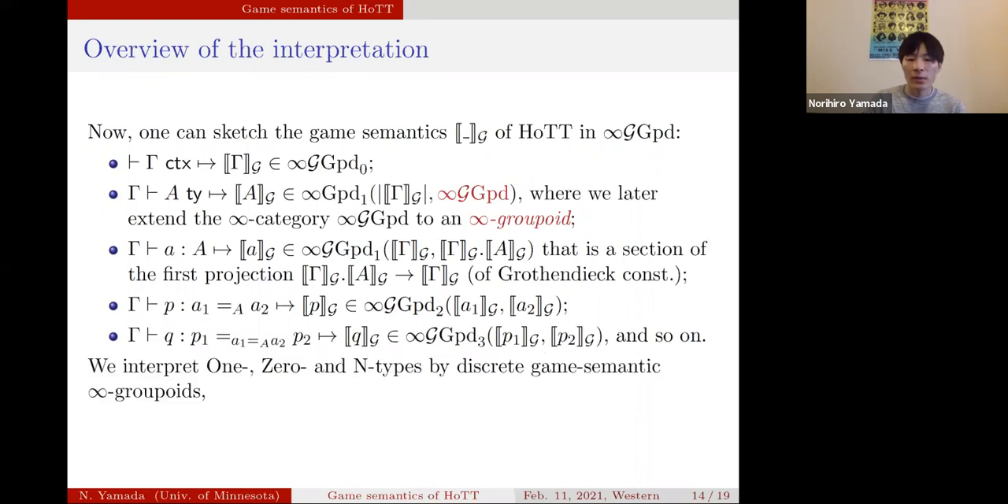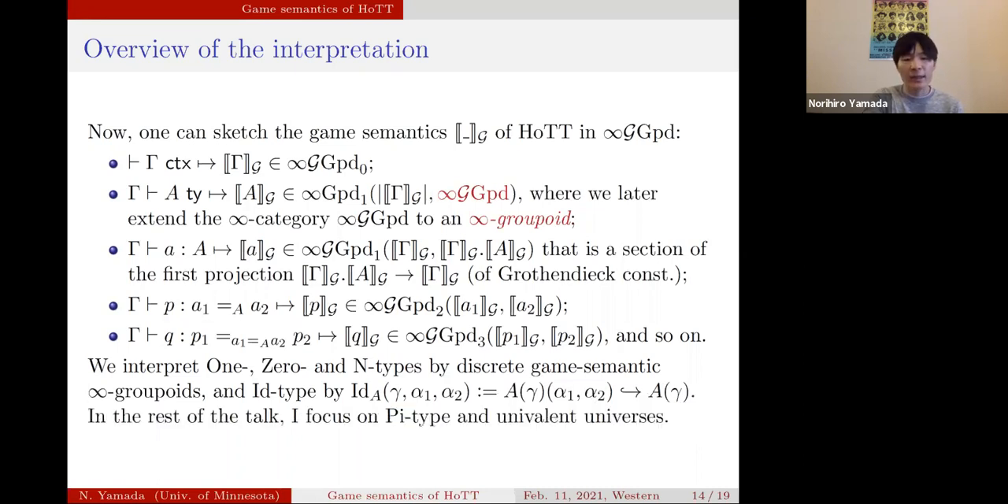And we can interpret 1, 0, and natural number types by discrete game-semantic infinity groupoids. They are just usual games equipped with trivial higher structures. And the identity type basically by this formula. So identity of A is parameterized by gamma in a large gamma, and two strategies alpha 1 and alpha 2 on A gamma. And this is given by this structure. This is the substructure of this object. So namely, a higher structure of this substructure is always bounded by alpha 1 and alpha 2. And this again just follows Varen's approach, so I won't talk about it in the rest of the talk.